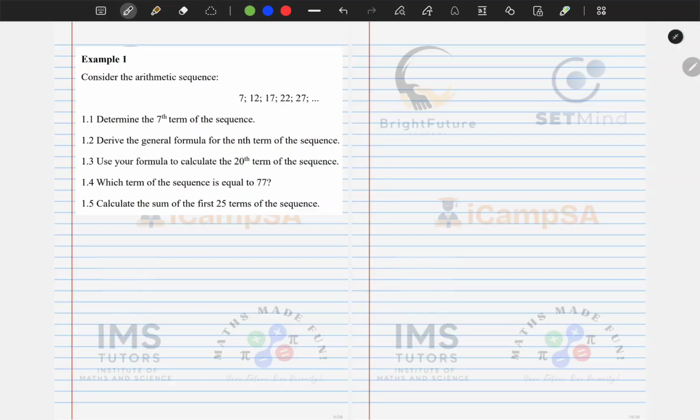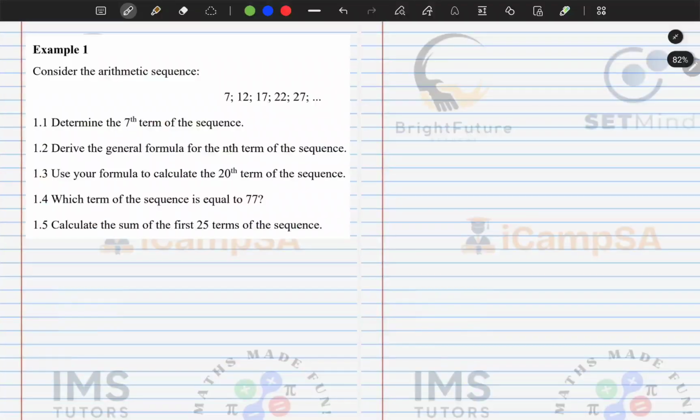So let's have a look at this problem. We are given a sequence which is 7, 12, 17, 22, 27, and so on. The first question requires us to determine the 7th term. If we observe carefully, let's put in 1.1. The sequence we have is 7, 12, and then 17, and then 22, and then 27. We are told that this is an arithmetic sequence.